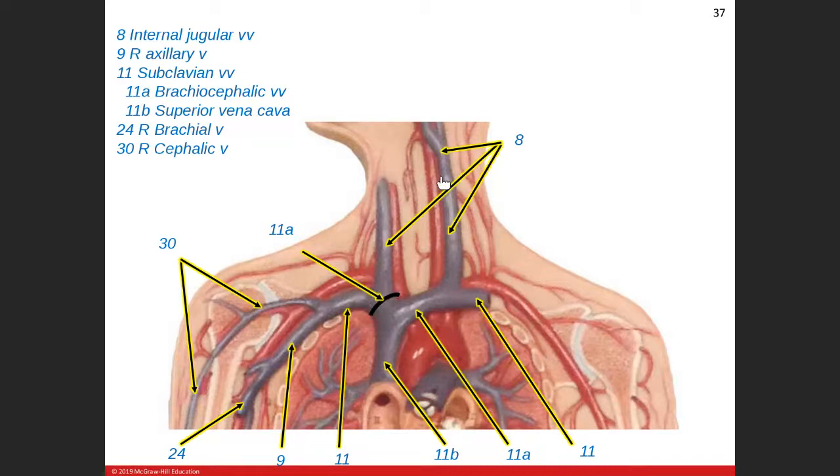And then over here on the left side, here's our left internal jugular vein. It's going to meet up with the left subclavian vein, and where they come together, this is a little bit longer structure. This is the left brachiocephalic vein, this whole thing. Where both brachiocephalic veins come together, they form the superior vena cava. You guys see that? Kind of, sort of? All right.